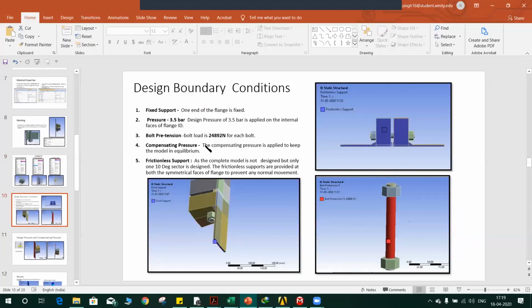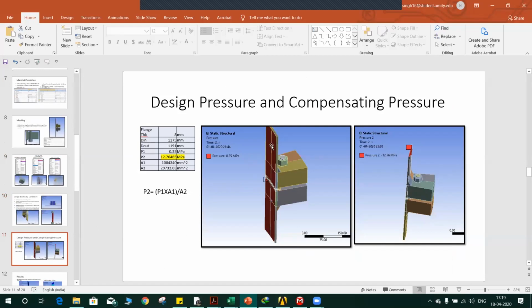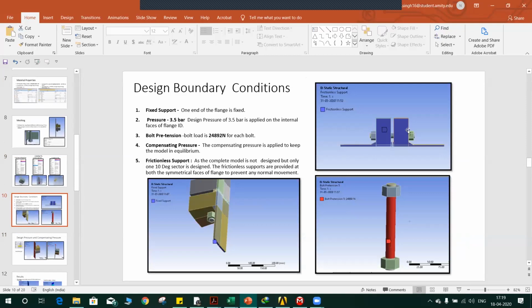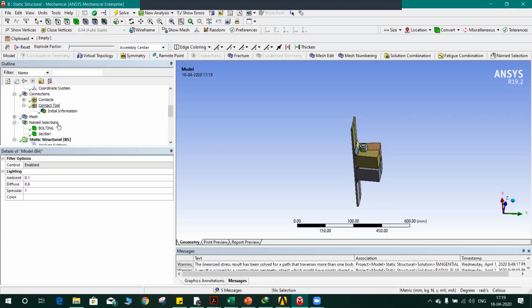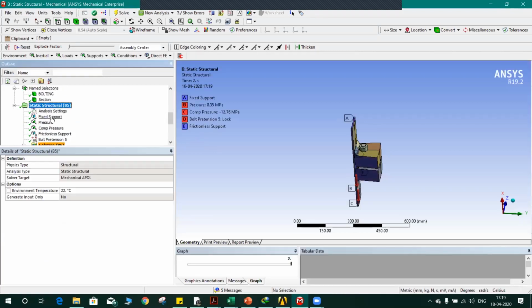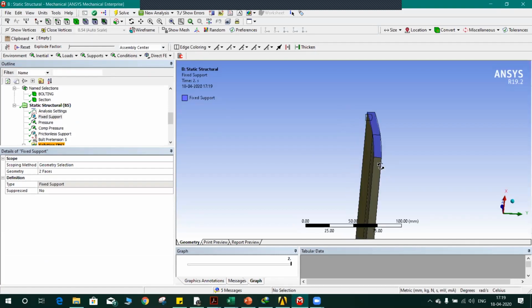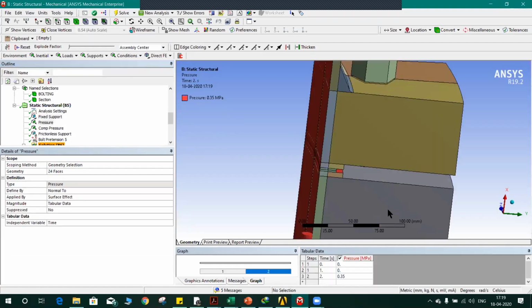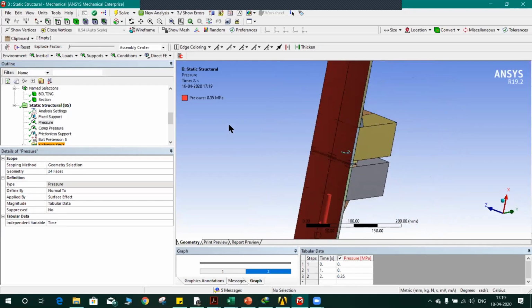Moving on, these are my design boundary conditions. So I have taken the lower flange pipe as fixed support. I have applied 3.5 bar pressure, which you can see over here. 3.5 bar or 0.35 megapascal pressure on the inside surface. Then I have taken the frictionless support over here. If I go to my Workbench module, you can see I have taken here the fixed surface, the pressure I have applied over inside of the flange. This is 0.35 megapascal. I have taken two time steps.